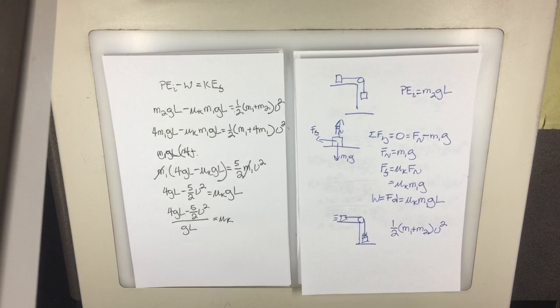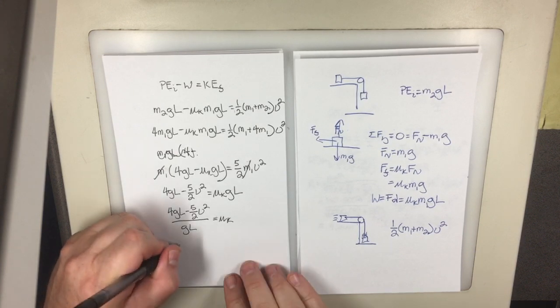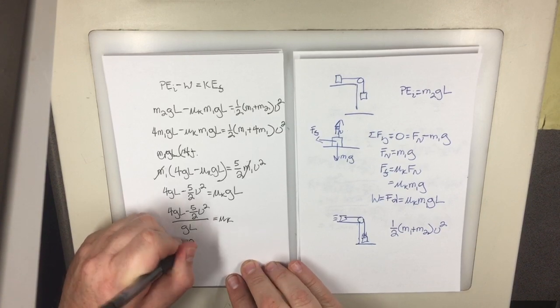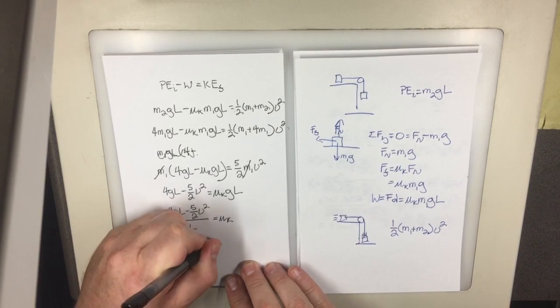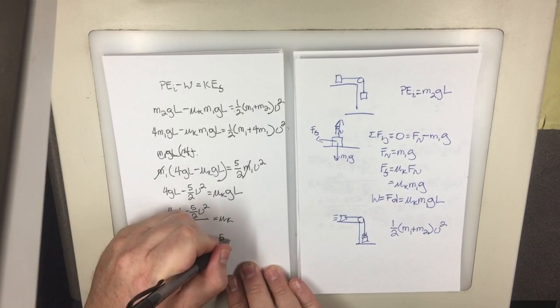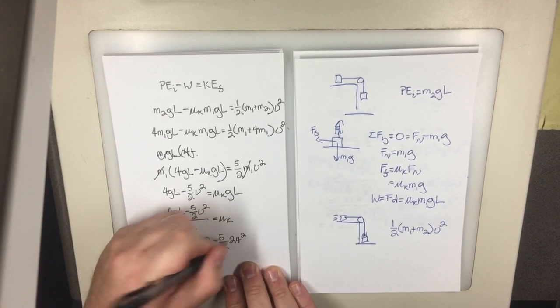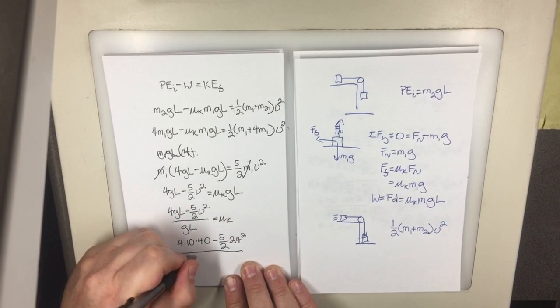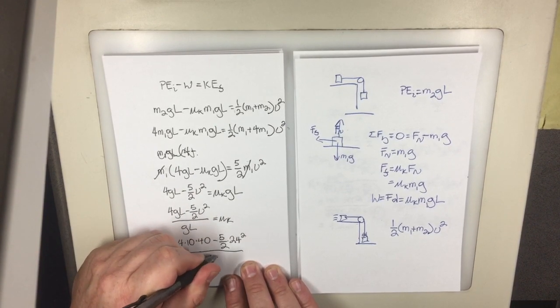And you get this. We now have everything that we need. 4 times 10 times 40 minus 5 halves 24 squared, 10 times 40.